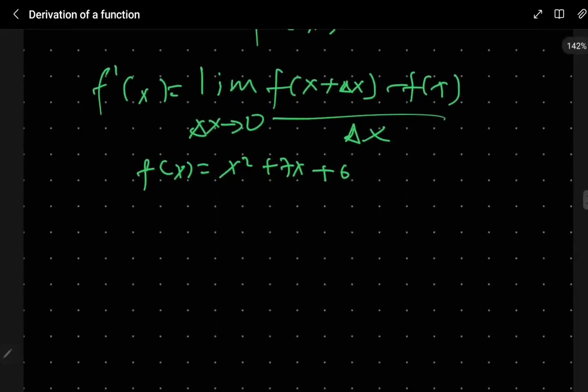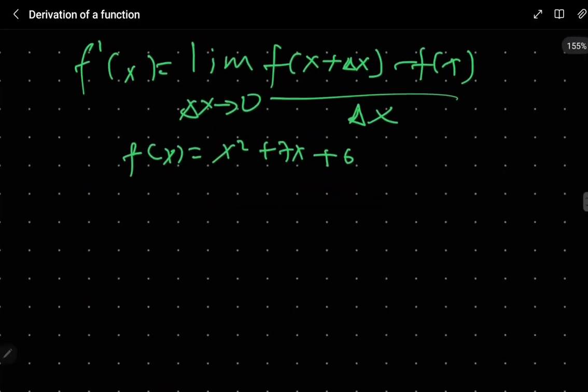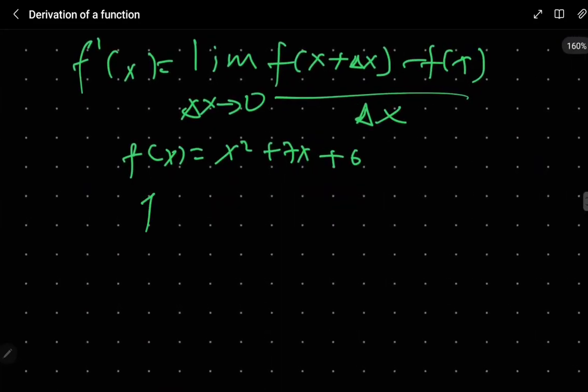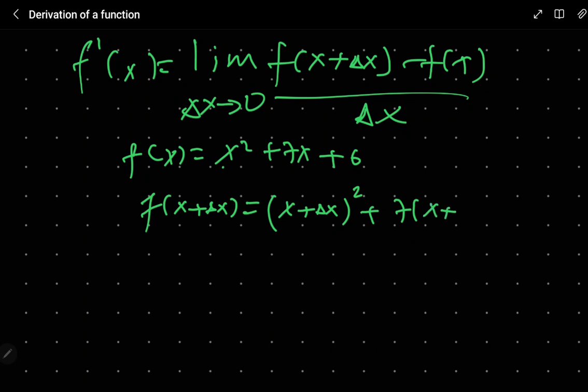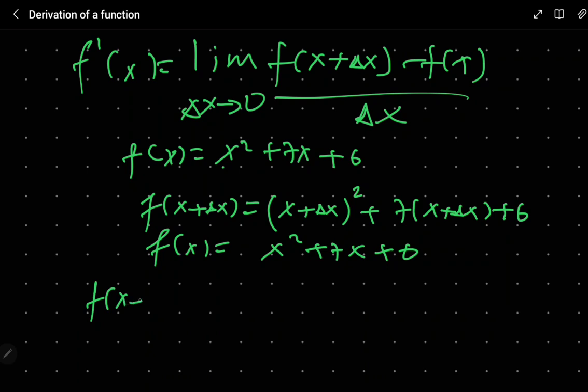But f of x is equal to x squared plus 7x plus 6. So how much is f of x plus small change in x? This is equal to, inserting here, x plus small change in x, the whole squared, plus 7 times x plus change in x, plus 6. So what is f of x? f of x is, as it is, x squared plus 7x plus 6. So what is f of x plus small change in x minus f of x?